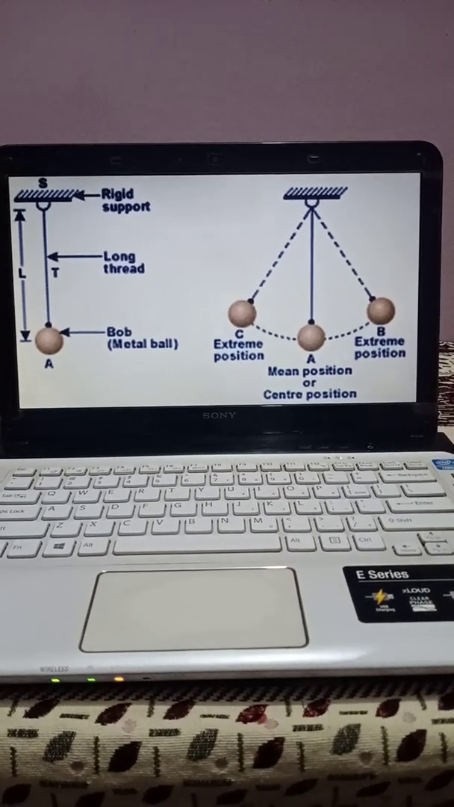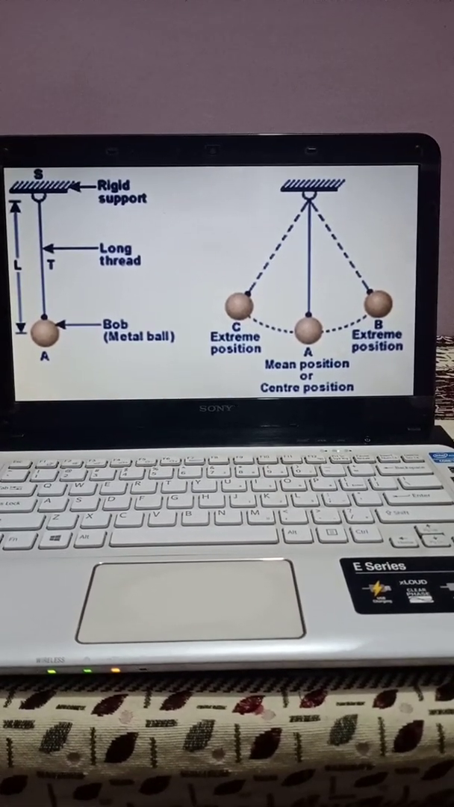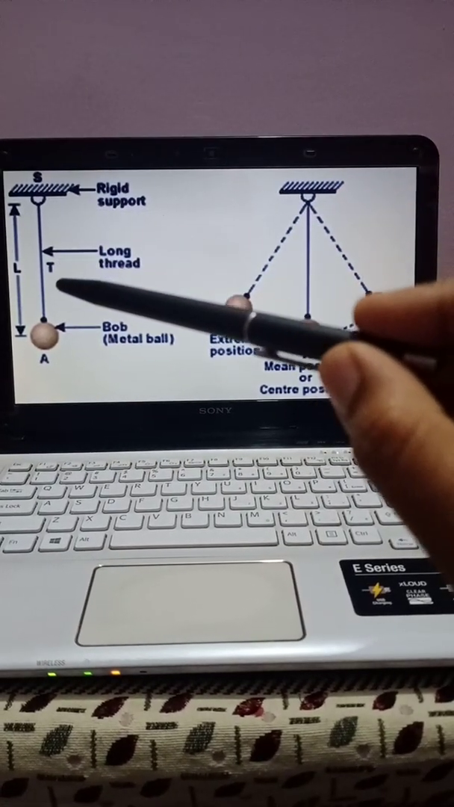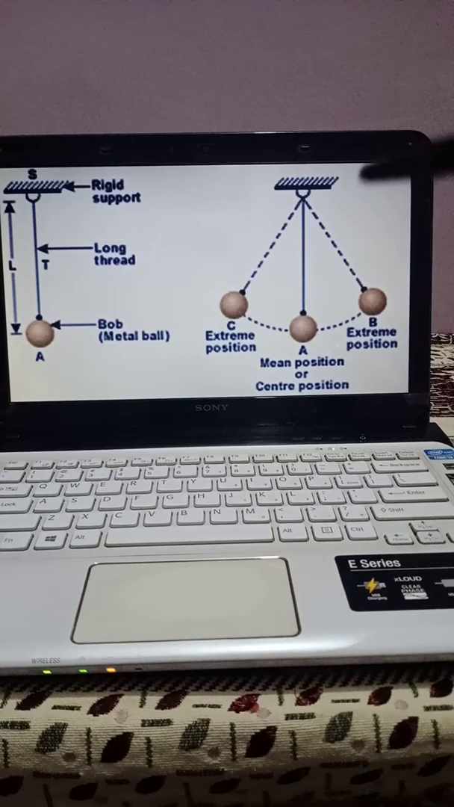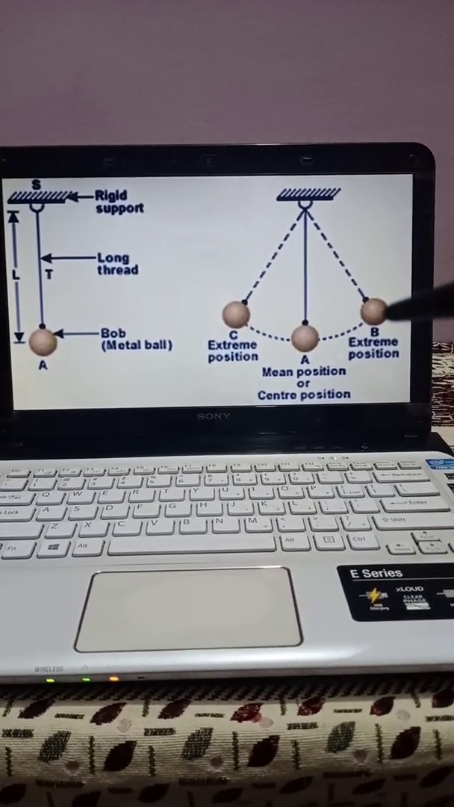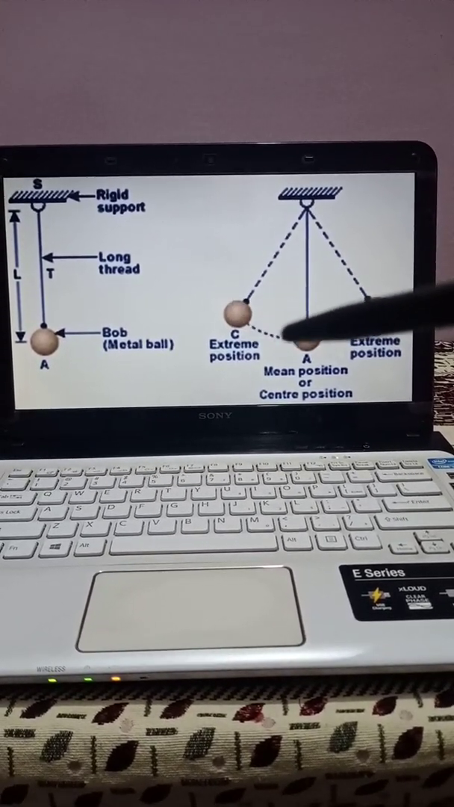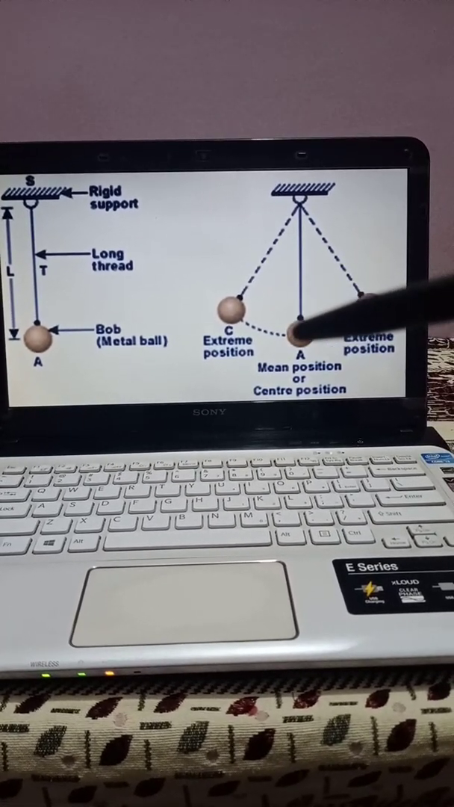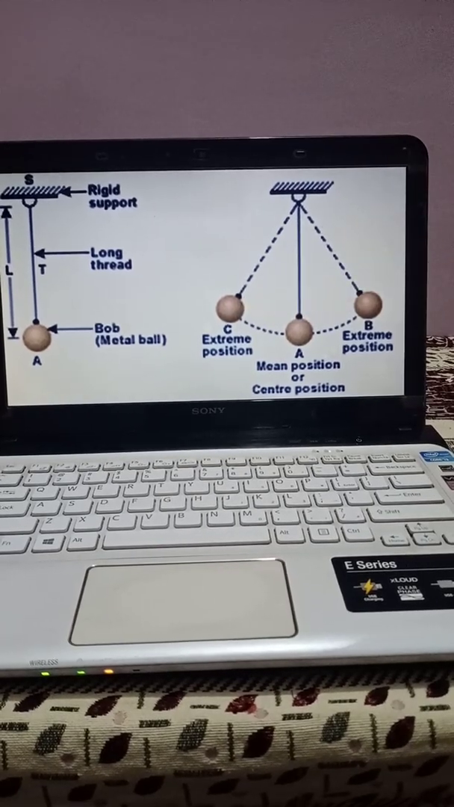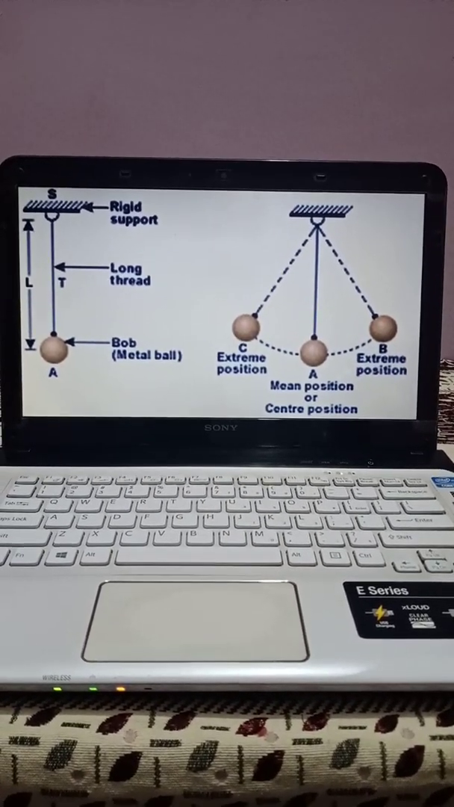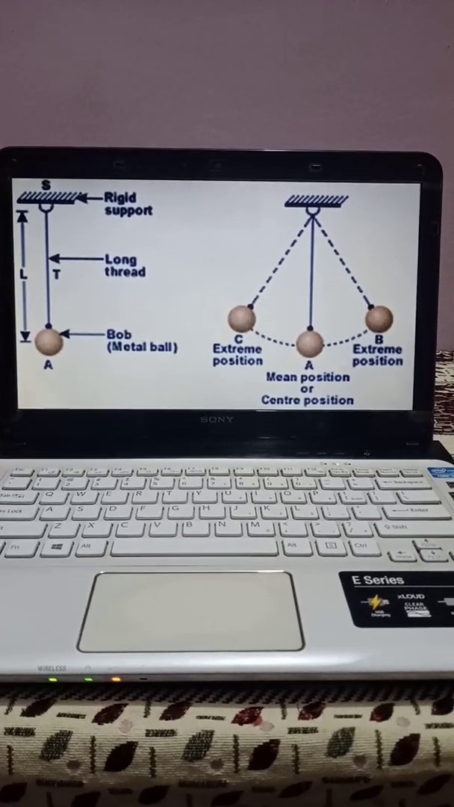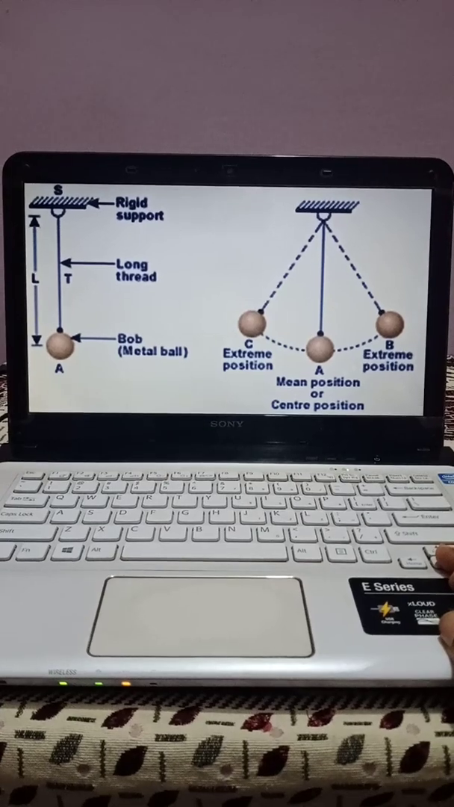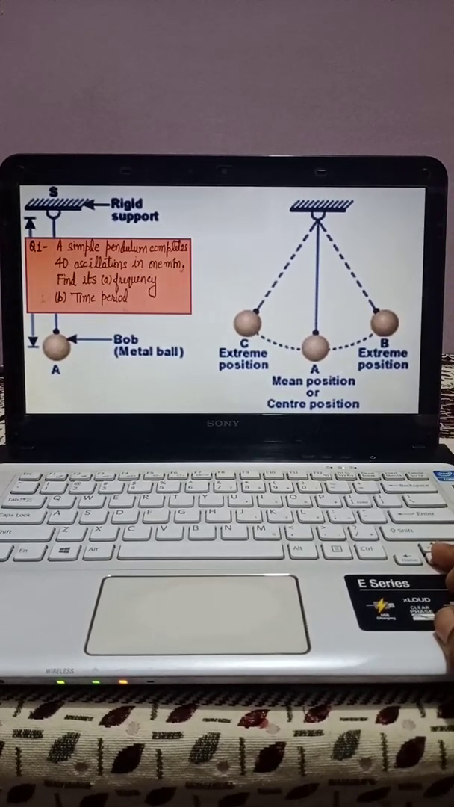So here we are going to see the numericals related to simple pendulum. You can see with the help of the diagram, when the pendulum is at its mean position and then goes to its extreme position, it will start oscillating from its extreme position to mean position, and again from mean position to extreme position. With the help of this we are going to calculate the frequency and time period of a simple pendulum with the help of formulas. So here we are going to see the first numerical.